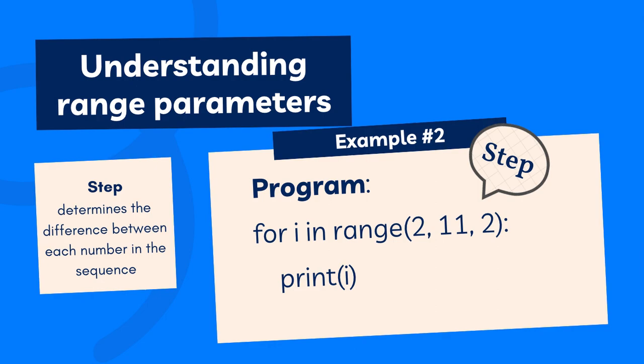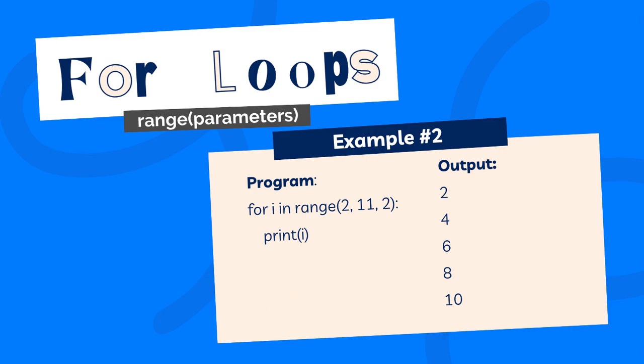Okay, now that we understand the range parameters, let's go back to the for loop and see how they work in this example. The range function starts at 2, goes up to 11, and increments by 2 each time the code runs. The variable i is used to store the current number in the range, and the code inside the loop, print i, will print that number.